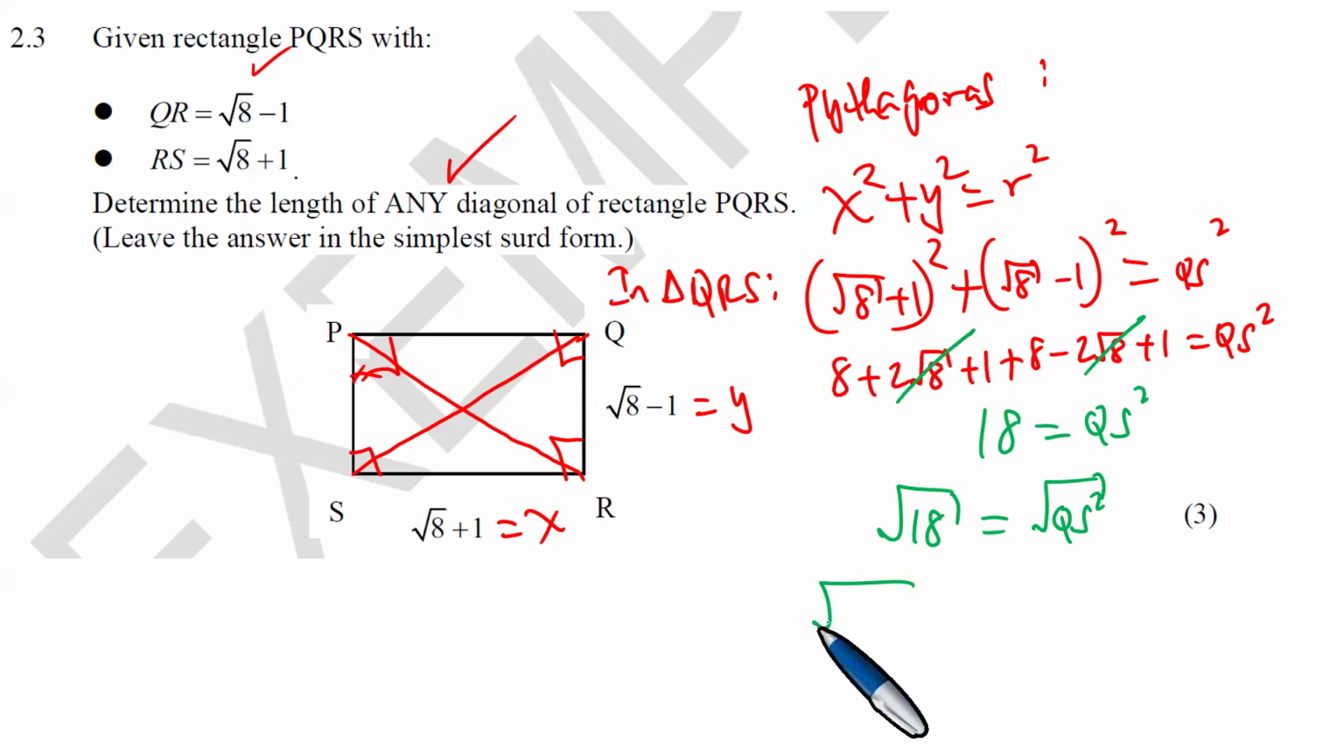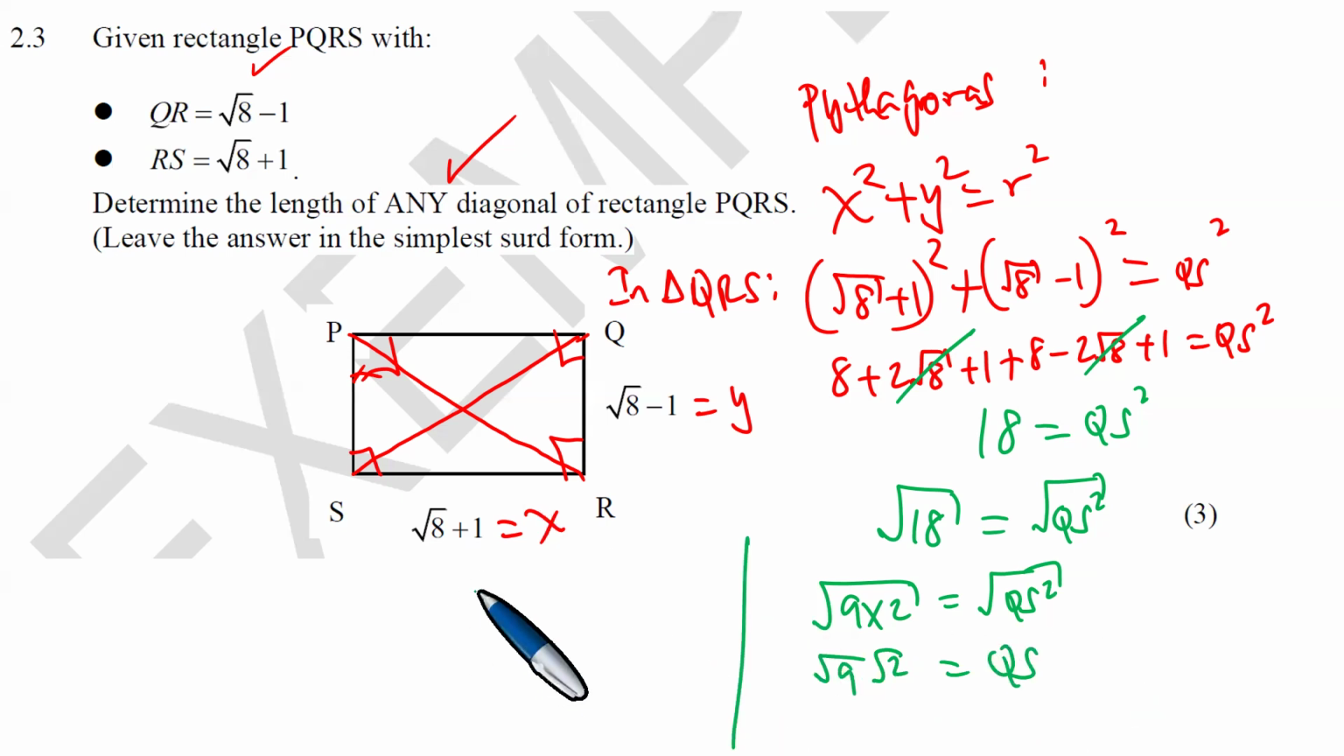Right, so we have the square root of 18 here, which is actually the same as what? Now, 18 can be seen as exactly 9 times 2, and this is the square root of QS squared. What is the square root of this? So it's the square root of 9 times the square root of 2 equals the square root of QS squared, which is actually the same as QS. Okay, now let's analyze: the square root of 9 is actually 3, so 3 root 2, and this is actually QS.